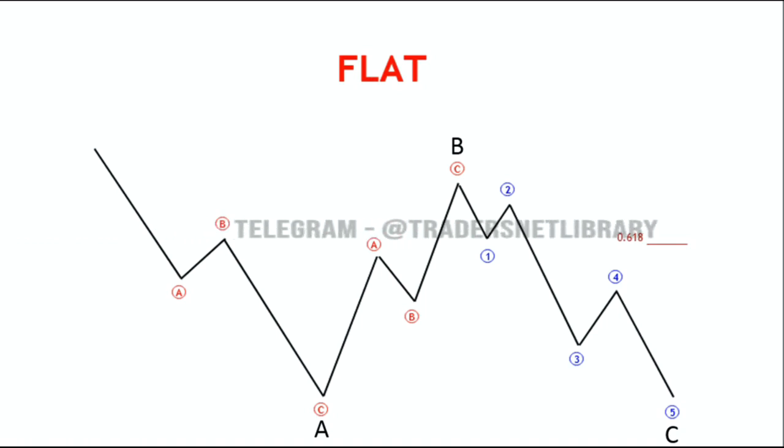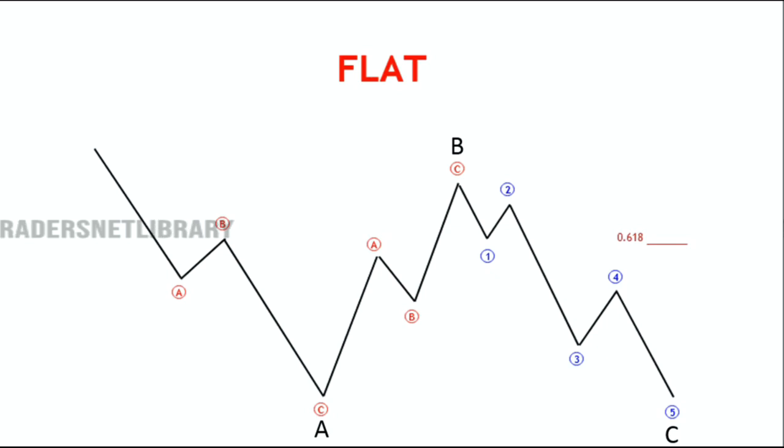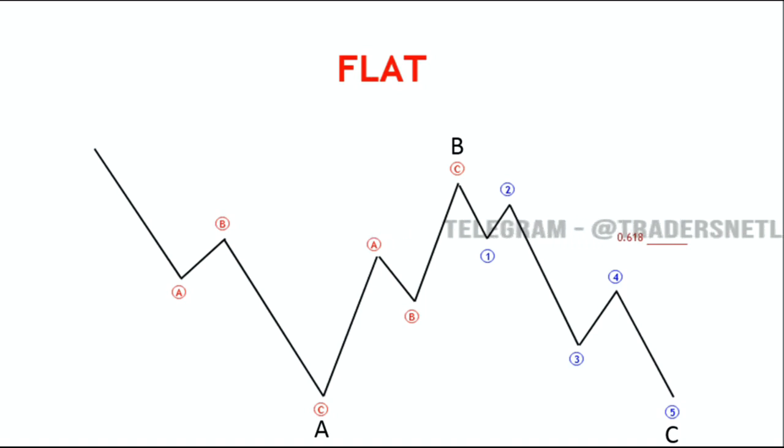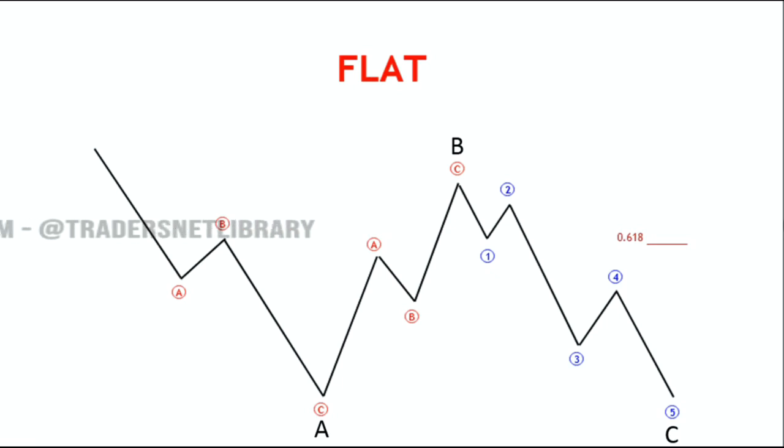The end of wave B must correct at least 61.8% of wave A. The higher the B wave, the larger the wave rally after the flat pattern is completed. Wave B usually corrects less than 140% of wave A and a maximum of 200%. Wave C must be at least 38.2% of wave A and at most 200% of wave A or B.